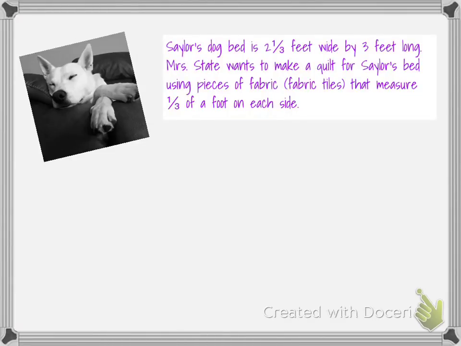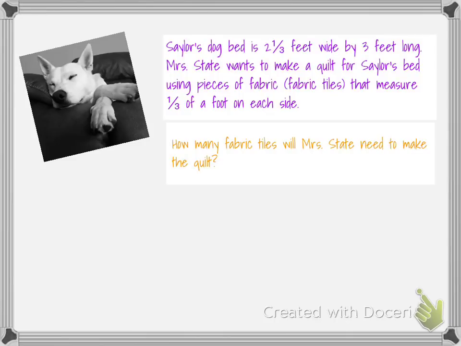Alright, so Sailor has a dog bed, and if you couldn't tell from the picture, that girl loves to nap, so we want to make her dog bed nice and comfy. So her dog bed is 2 1/3 feet wide by 3 feet long. I, Mrs. State, want to make a quilt for Sailor's bed to make it nice and comfy, using pieces of fabric, we're going to call them fabric tiles, that measure 1/3 of a foot on each side.